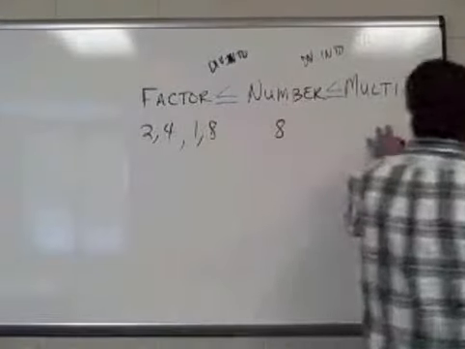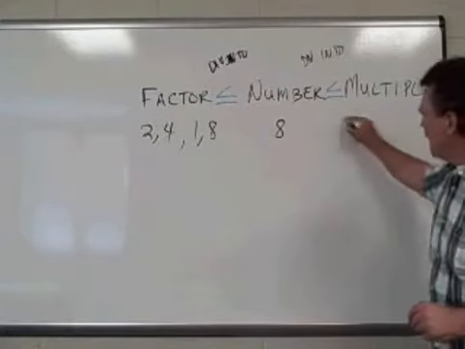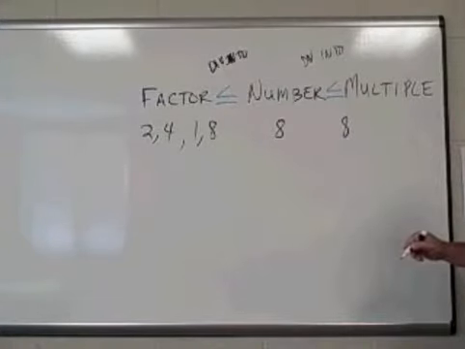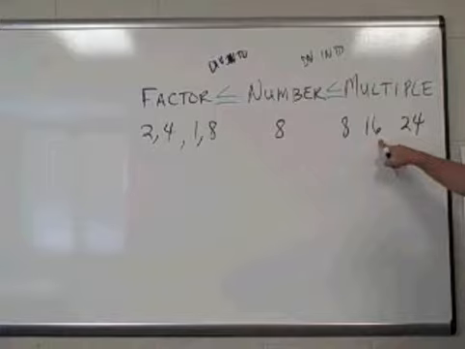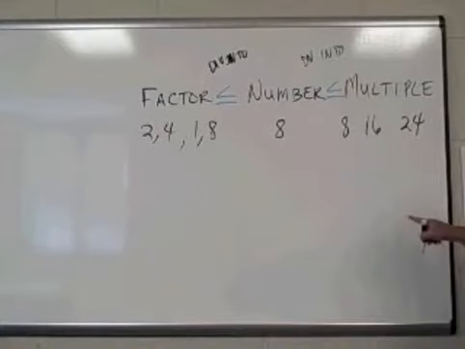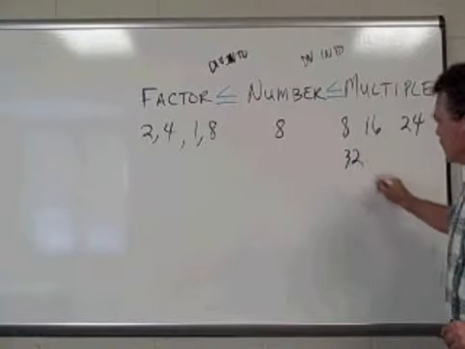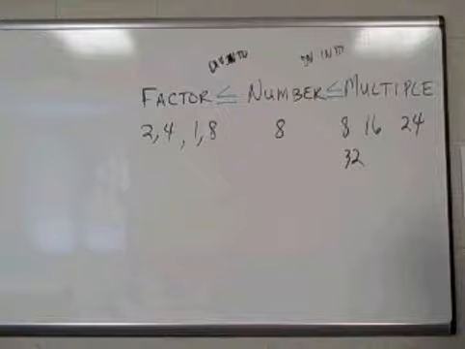Now, what about the multiples of 8? 8 would be a multiple. 16, 24. 8 divides into 16 2 times. 8 divides into 24 3 times. 32 would be a multiple. 8 divides into 32 4 times.